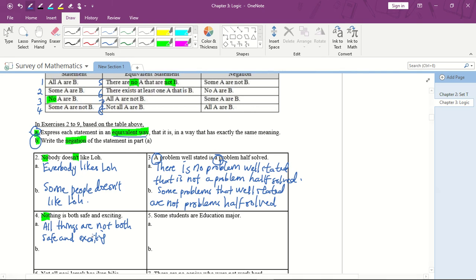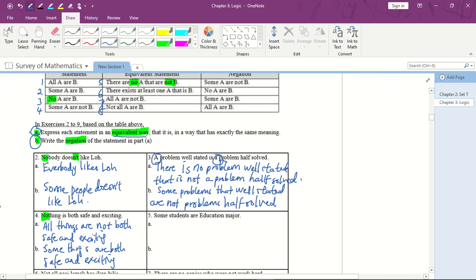And now, if you want to write the negation, you will write some A are B. So you write here: some things are both safe and exciting. Okay, remember, no A are B or all A are not B, in negation, will be some A are B, because the previous two say there are no things that are B, but here it says some A are B. Okay, and that is it.